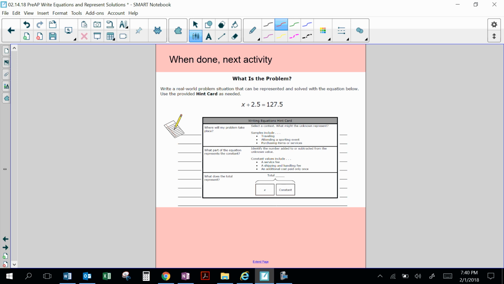So what we're going to be doing today is you are going to be given an equation such as this. Can you write a real world story problem about this? x plus 2.5 equals 127.5. What kind of story do I want to do? Lucy, the love of my life.